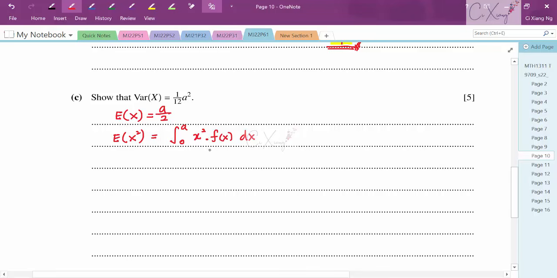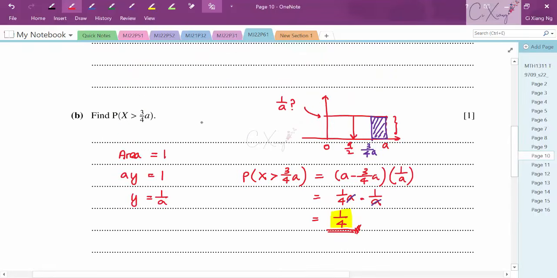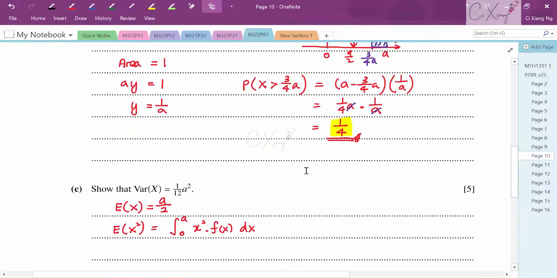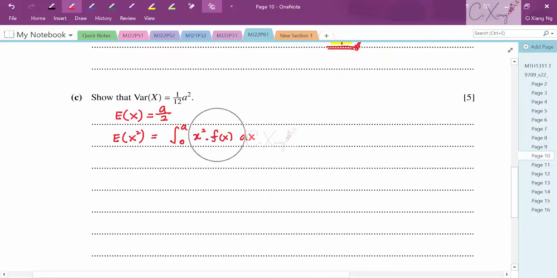If I go through the integration, I will get the expected value for x squared. But now I need to know what is the function f(x). Again, if you refer back to this diagram, since the y is equal to 1 over a and it is a horizontal line, therefore the equation is y equals 1 over a. Or you can rewrite it as f(x) equals 1 over a. I will substitute that in our calculation. 1 over a is a constant, so I straight away take it out. I left only the x squared inside the integration symbol.